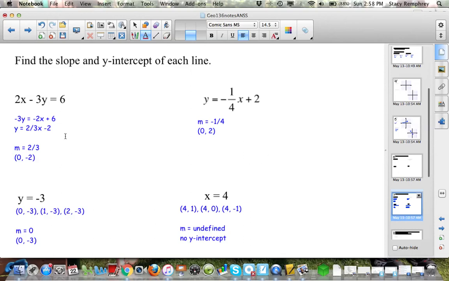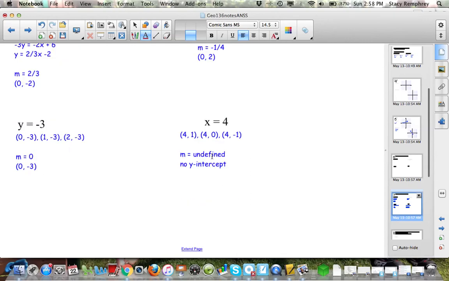All right, these are your answers. For this one, I couldn't really find the slope or y-intercept in standard form, so I transformed it into slope-intercept form. I found the slope was 2/3 and the y-intercept was -2. This one is already in slope-intercept form, so I knew the slope and I knew the y-intercept.